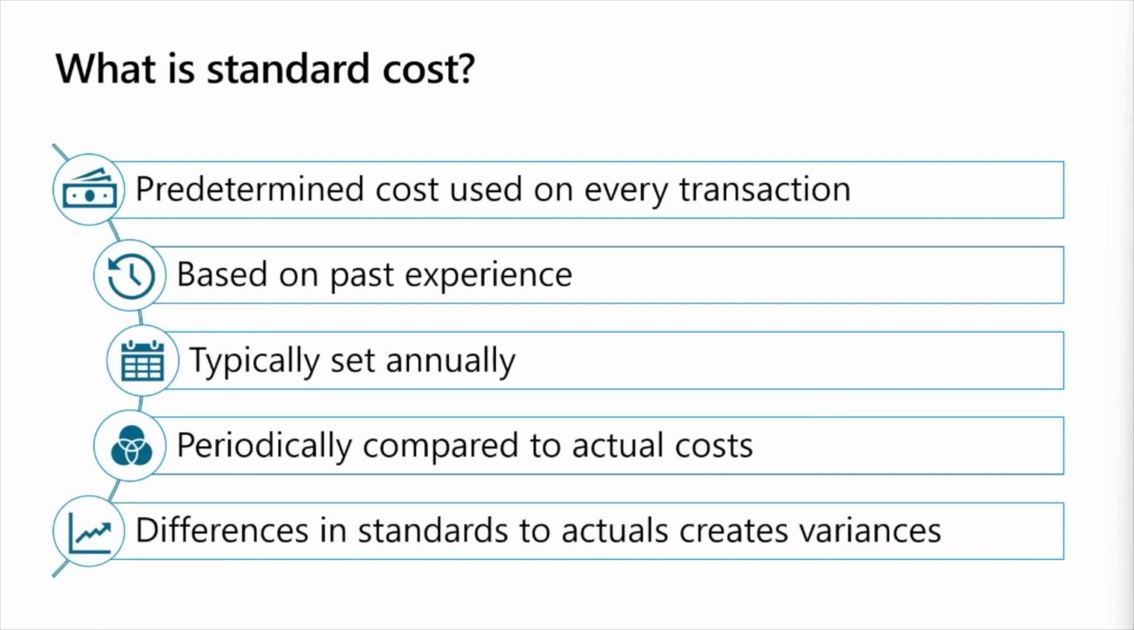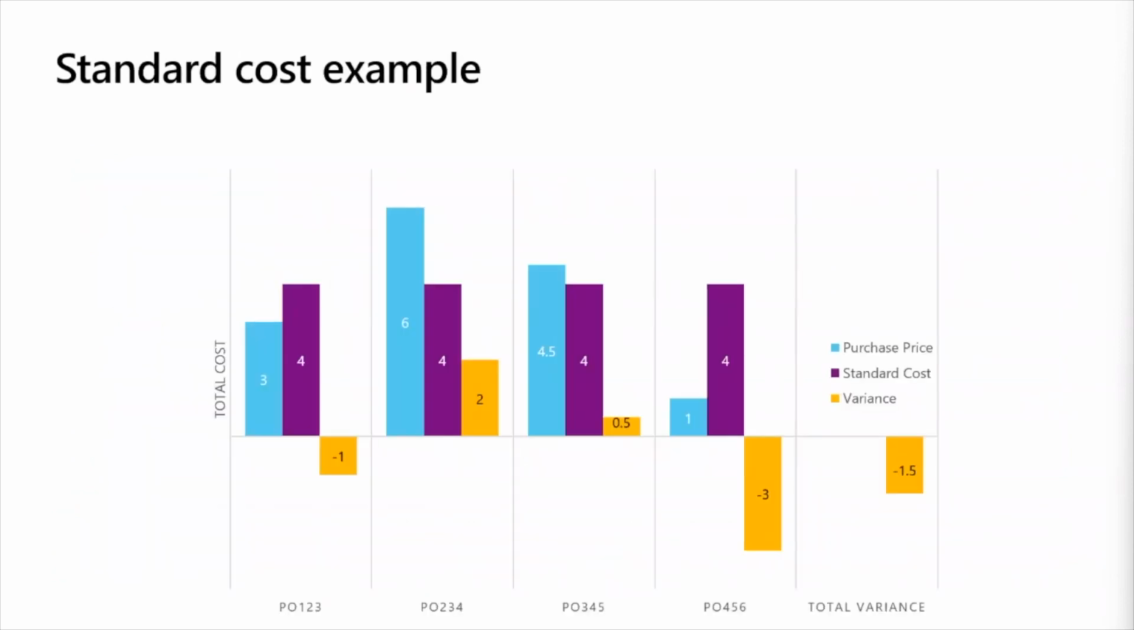The difference between standard cost and the actual cost of a transaction is called the variance. For proper control and performance measurement in an organization, variances should be measured and analyzed to determine standard cost accuracy. To understand better how standard cost works, let's look at the following example.